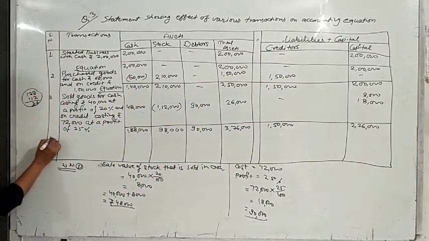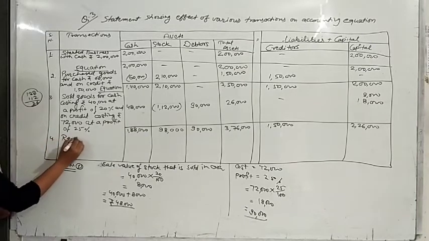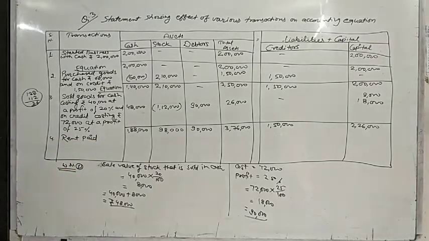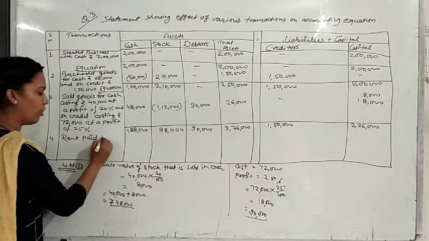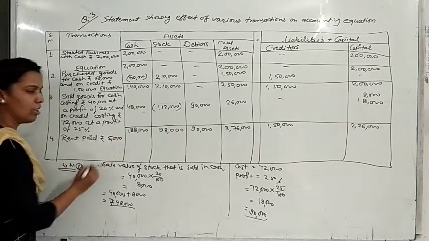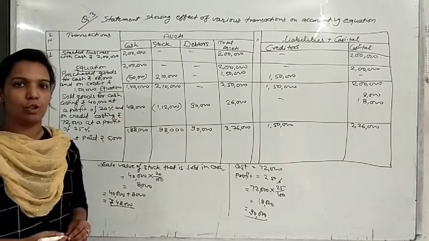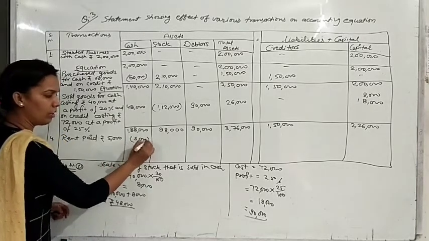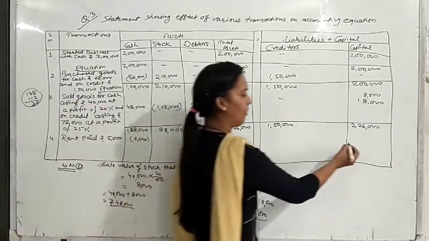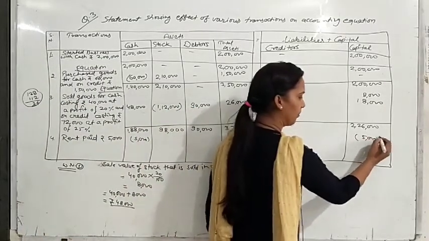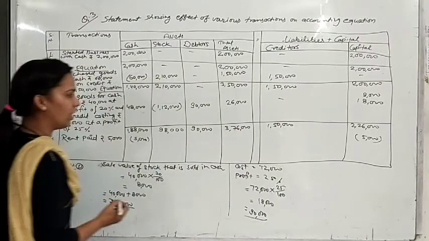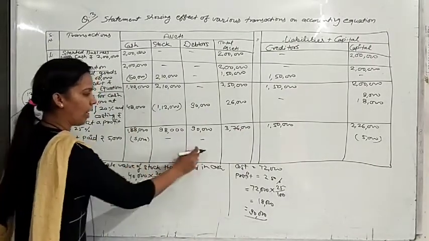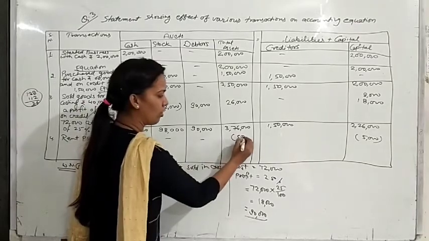Now the last transaction of this question, that is rent paid. What is the amount of rent? 5,000 rupees. So whenever you are going to do any expenditure, that will reduce your cash and capital. So 5,000 in cash and 5,000 in capital. Check the effect on total assets, no effect on stock and debtors. The same 5,000 will be reduced in total assets.